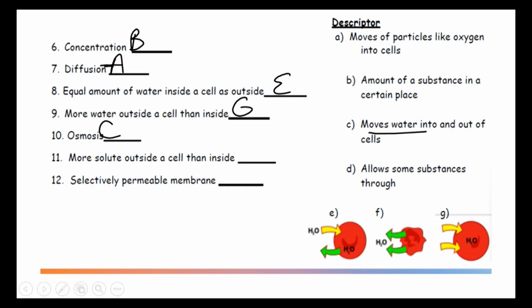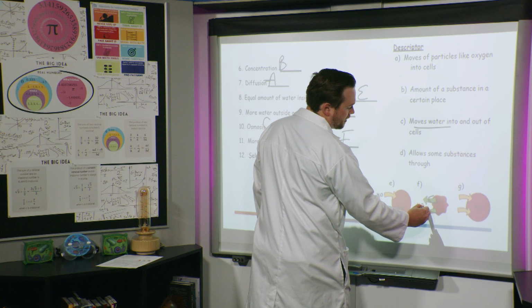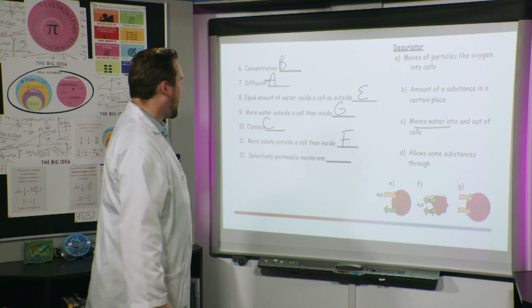So if there's more solutes on the outside, that means the water is going to leave our cells. So for this one, it's going to be letter F. You can see the water is leaving the cells here, right? So that's going to be letter F for 11.